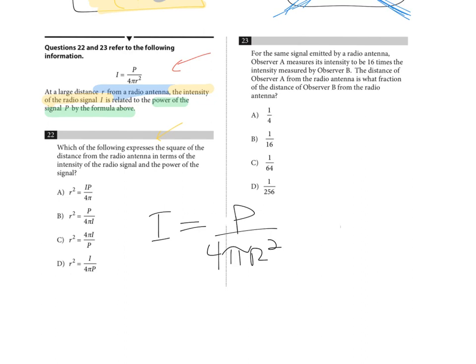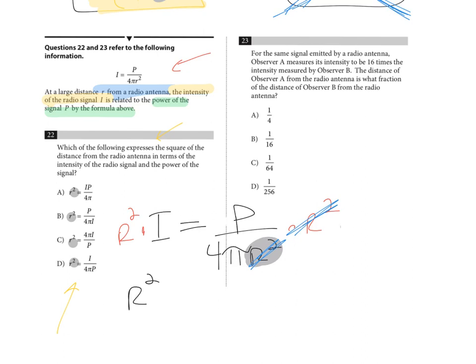Now, it's very wordy, but basically what they want you to do is take this equation that was given to you and just simply, or maybe not so simply, isolate the r squared, because all of our answer choices are r squared equals everything else. So we want to isolate that r squared. So let's try to get it to the other side of the equation. Let's multiply both sides of the equation by r squared, so that way the r squared is eliminated from the denominator.